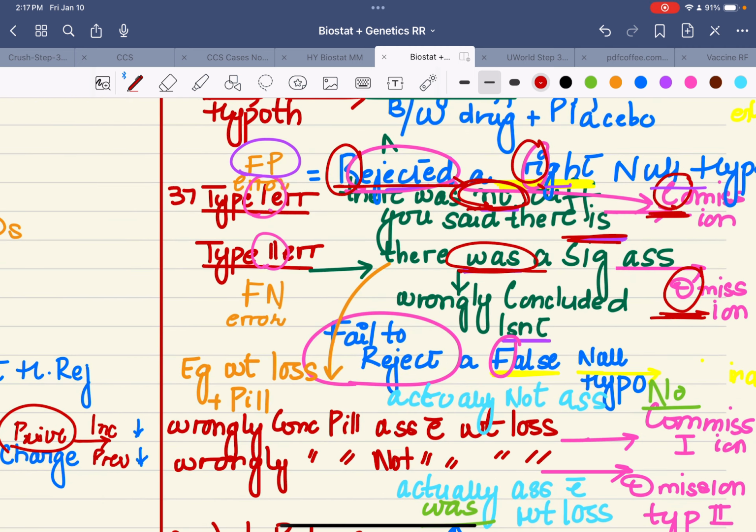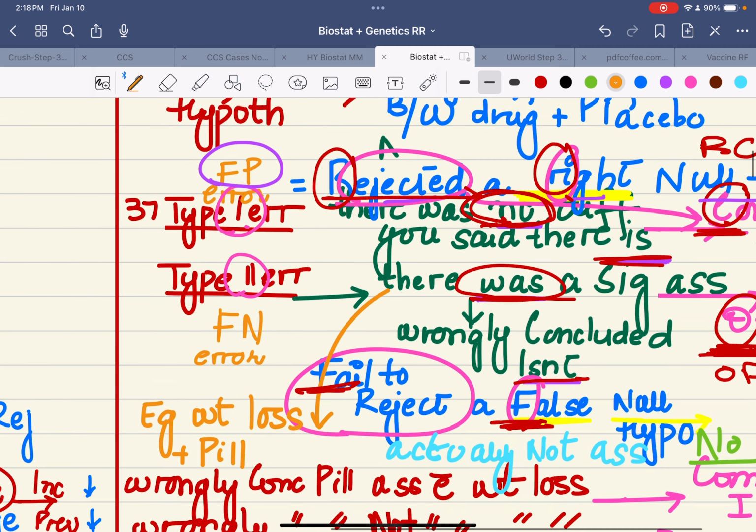That's type 1. Over here, it's an error of omission with failure to reject a false null hypothesis. So the null hypothesis was basically false, which means that there was a significant association, but you failed to reject it and you said that no, there is actually no association. And another mnemonic that I use to remember it is with "NOW". So NO is for the first error, type 1 error, and W is the type 2 error. NO, no association. W, was an association.